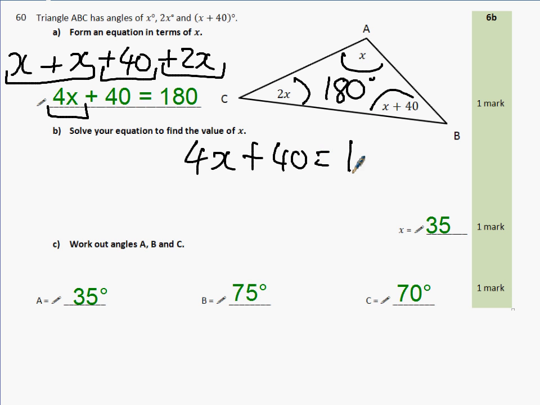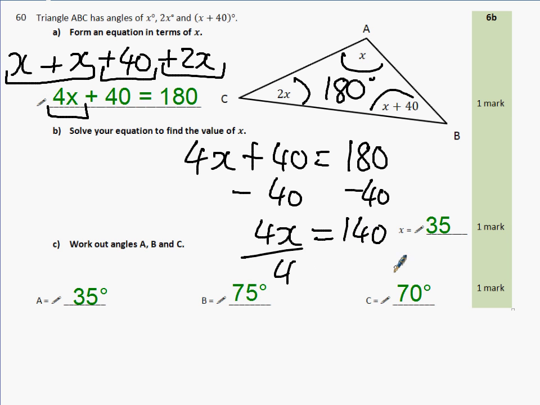4x plus 40 is 180. Take away 40 from both sides. You get 4x equals 140. Divide both sides by 4. And you finally find that x equals 35.